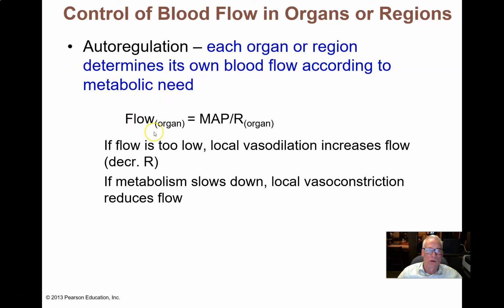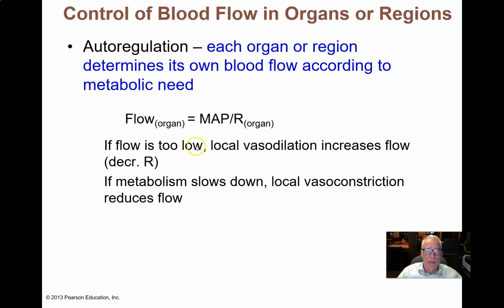So flow, we learned earlier, is driven by a difference in pressure. Mean arterial pressure drives flow, and it's opposed by resistance, the narrowness of the opening of the arterioles. Well, we've been thinking about that in terms of the entire system. Flow is cardiac output. And now we're going to just talk about flow locally. What's the flow in a kidney, for example?